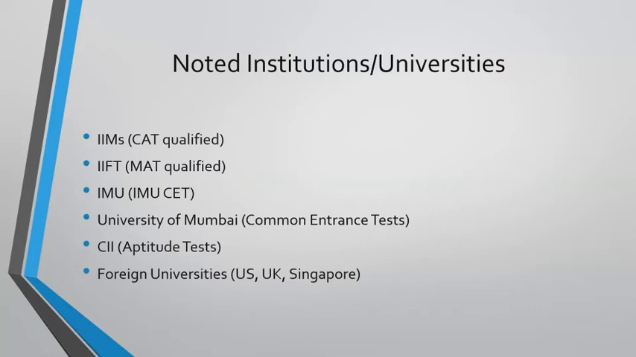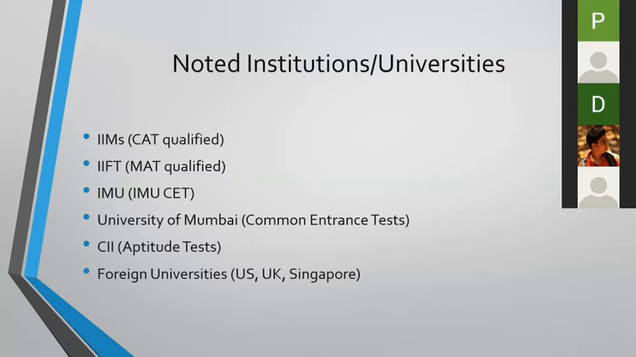And obviously, if you are thinking of something out of the country, then there are a couple of universities, especially in the US, UK, and Singapore, to name a few prominent countries. But there are other countries also which offer logistics and supply chain degrees and courses. So these are the institutions and universities you will need to look at for getting your qualifications in supply chain and logistics.